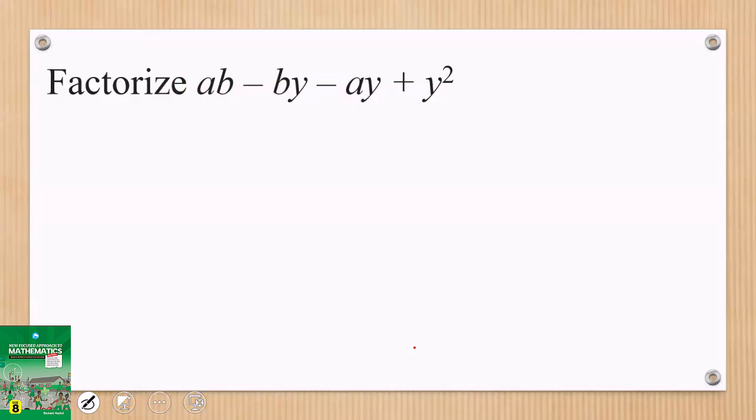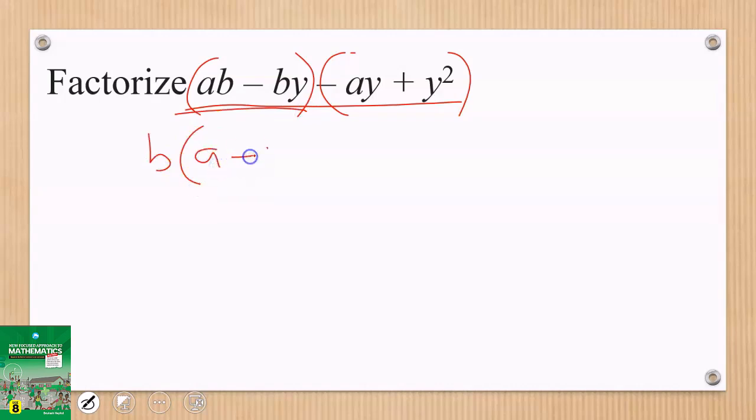We want to factorize this particular expression, and there are four terms involved, so we'll try to group them, the first two and the last two. It depends on the variables involved. If I look at the first two here, there's a common factor, which is b, and if I look at the remaining two, there is also a common factor, which is y. So for the first part, when I bring out b as the common factor, I'll be left with a minus y. In the second part, there is a minus here, so I must introduce the minus. If it is plus, you put plus there. If it is minus, you put minus there.